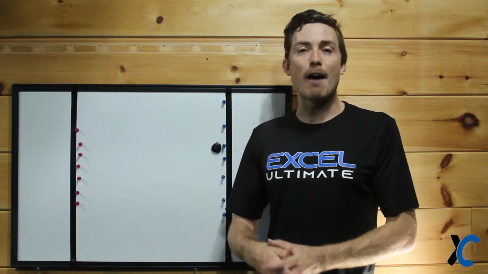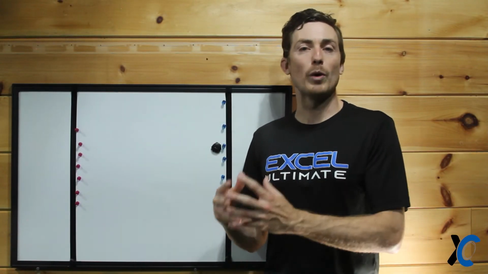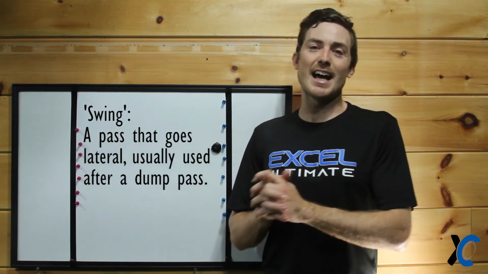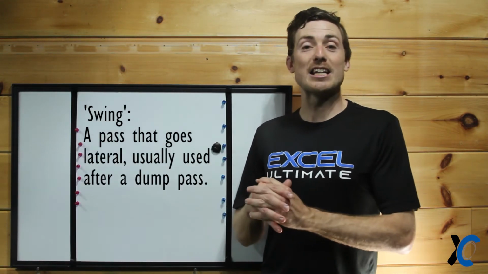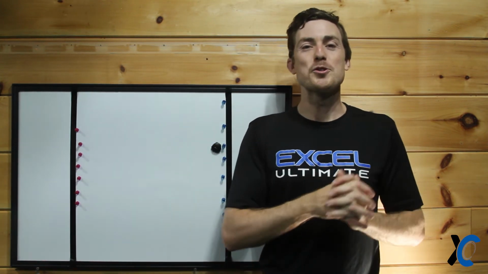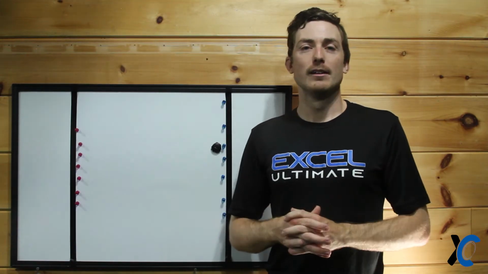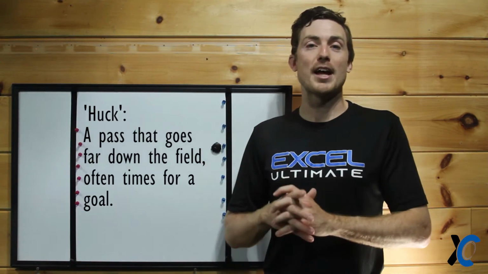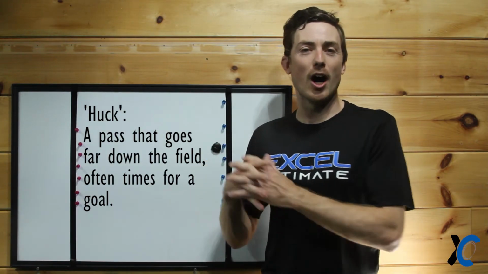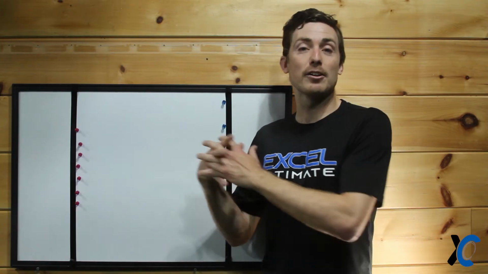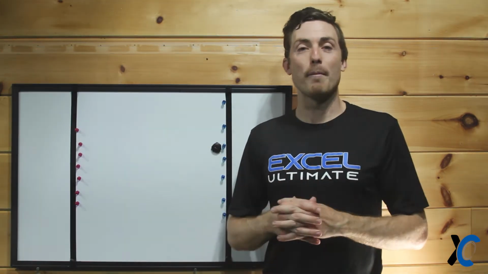A common play after the little dump pass is a swing pass. A swing pass is a throw that goes side to side, which doesn't get any yards towards your opponent's end zone, but it helps create new space and angles for your offense. A pass that goes down the field towards your opponent's end zone. A far throw is called a huck. Now, some top players can huck the disc the entire length of the field and score in one pass.